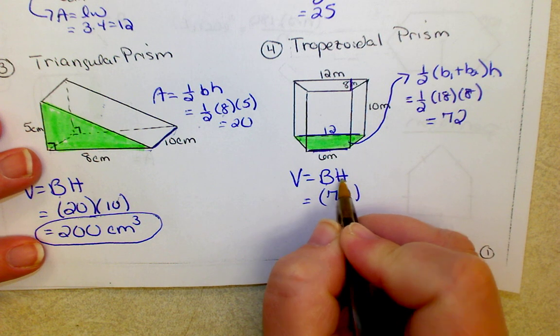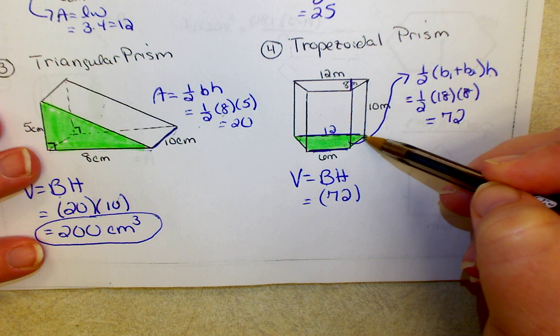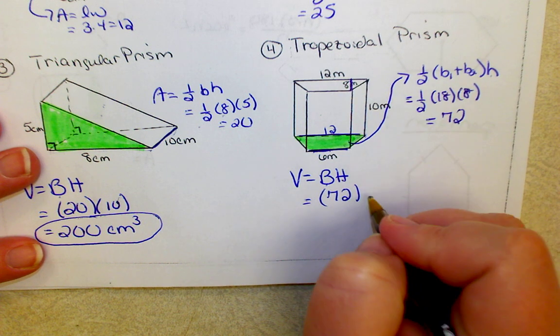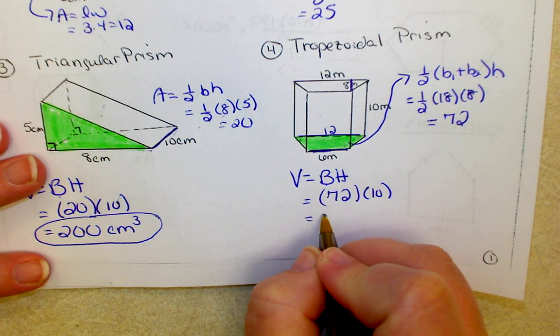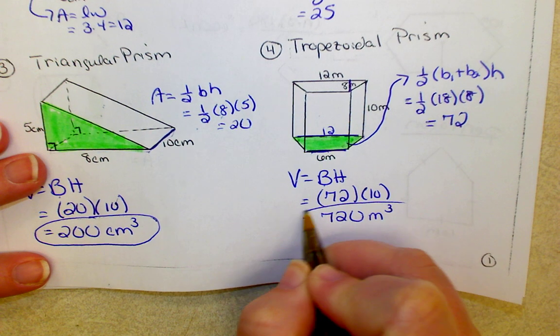The height of the prism. All right, this 10 is the height of the prism because we can see that's the segment that connects the bottom base to the top base. So 72 times 10 is going to give us 720, and that's going to be meters cubed.